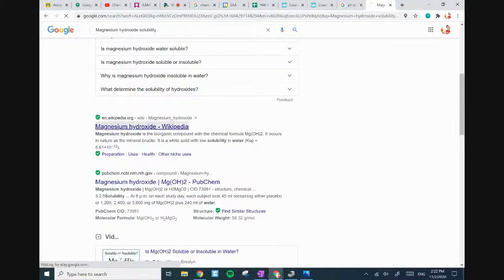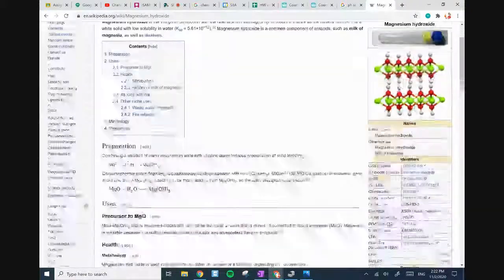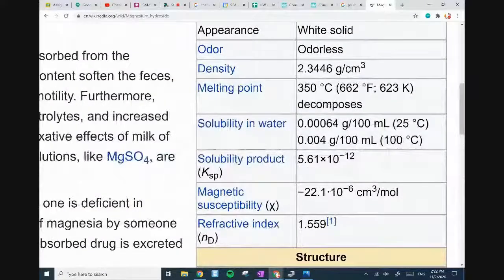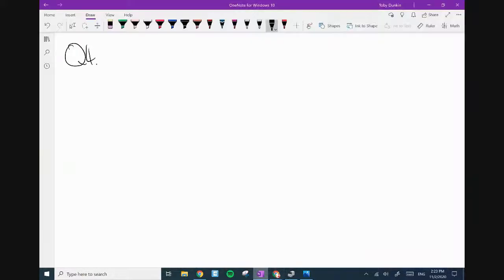Whoa, does that say milligrams? I don't like PubChem. Too much work, PubChem. Solubility. Whoa, that is very low. They've even given it to us with 2 different temperatures. Look at that, Ksp, the solubility product. Hope everyone realizes that's an equilibrium constant. Loving it. Right, 0.00064 grams per 100 centimeters cubed.